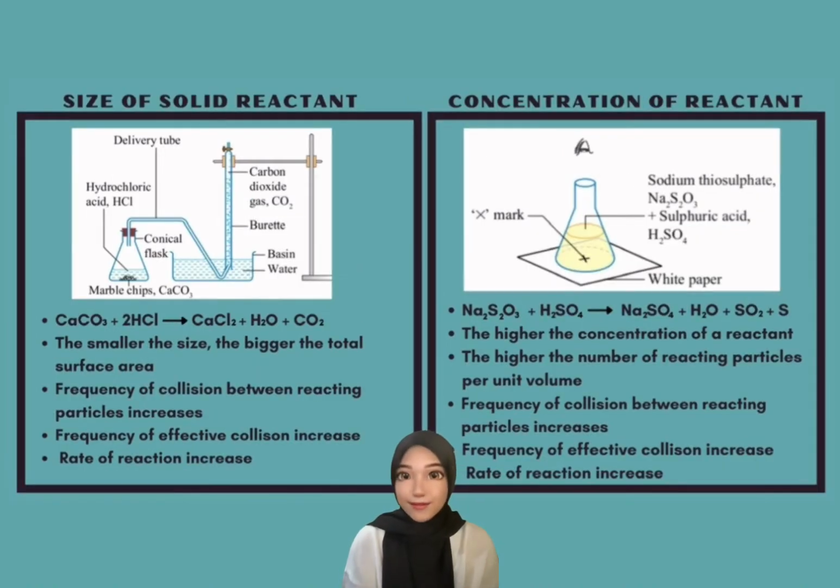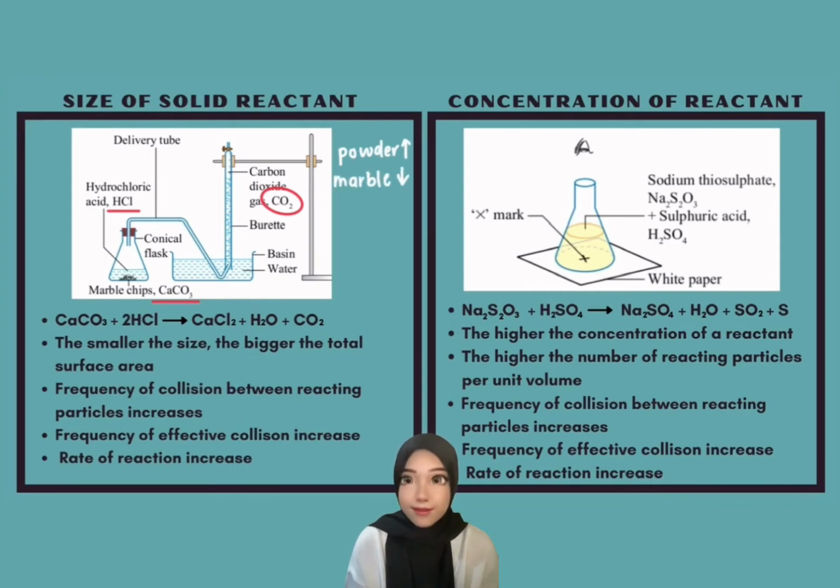Let's talk about the first factor, which is size of solid reactant. For this factor, we usually take this experiment as a reference, where we use marble chips of calcium carbonate and powder of calcium carbonate and add hydrochloric acid into both of them to liberate carbon dioxide gas. The rate of reaction for the experiment using powder calcium carbonate is higher than the experiment using marble chips of calcium carbonate.